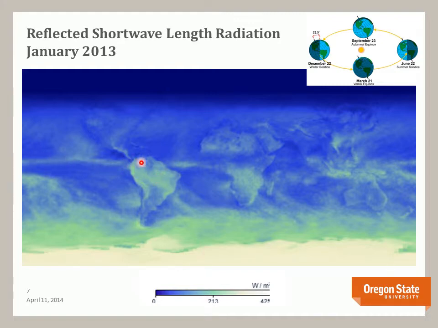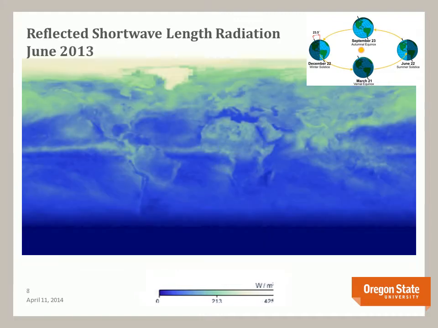Once again, we have that nice prominent band going across here, so this is a pretty consistent pattern. And because of this being winter up here, we have less reflected short wavelength radiation because there's not much incoming radiation. The opposite when we go to June.